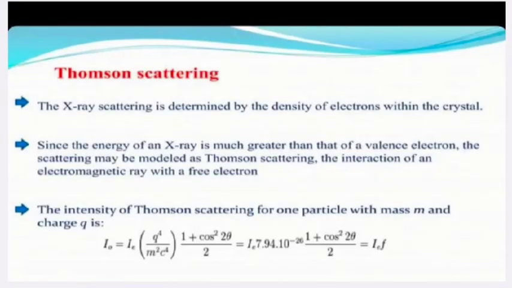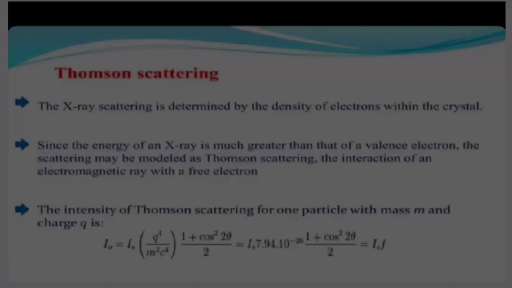Thomson scattering is X-ray scattering which is determined by the density of electrons within the crystal. Since the energy of an X-ray is greater than that of a valence electron, the scattering may be modeled as Thomson scattering, the interaction of an electromagnetic ray with a free electron.